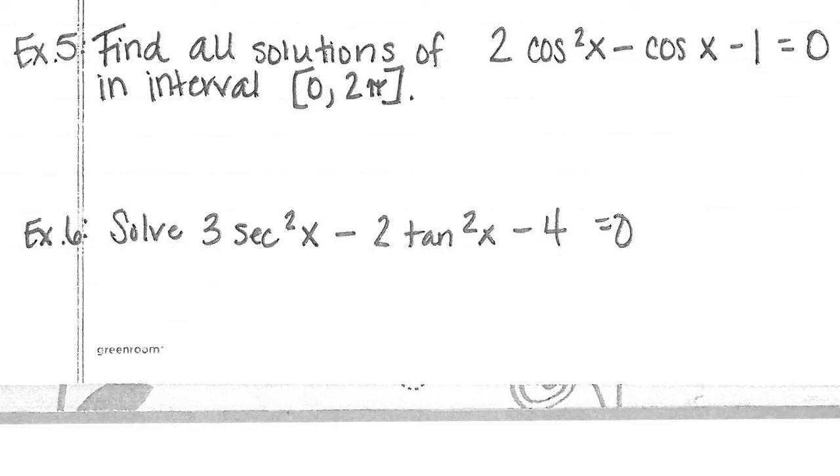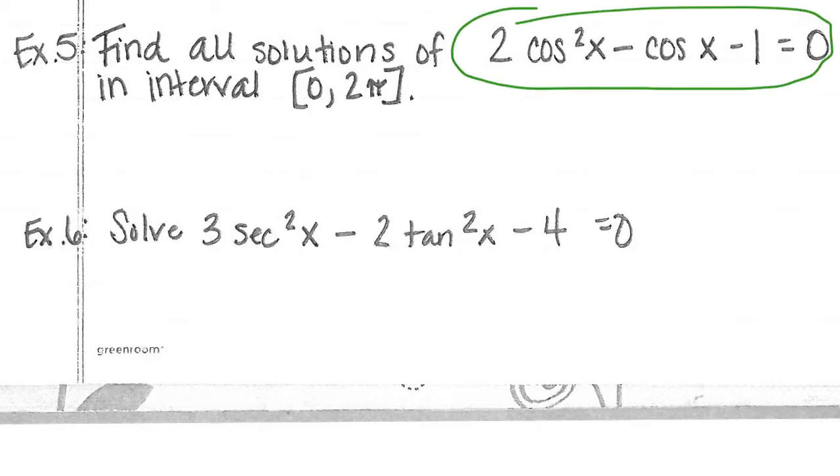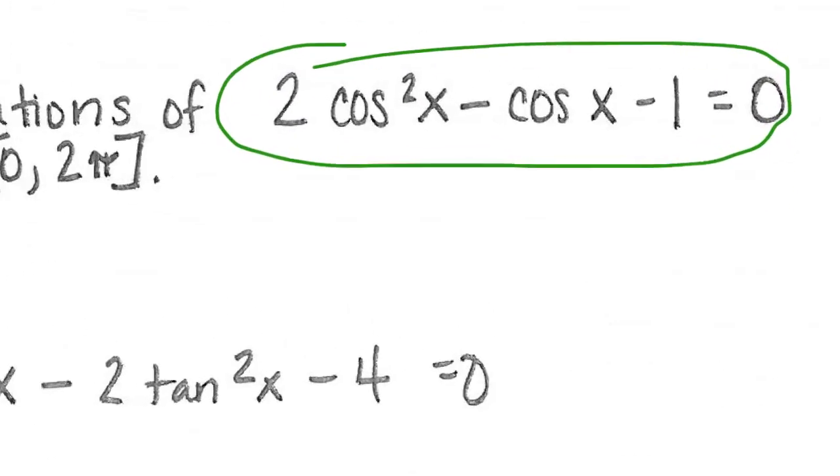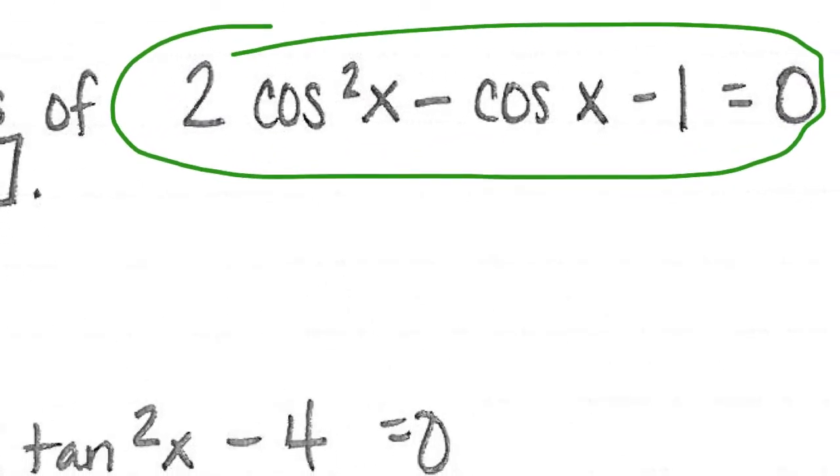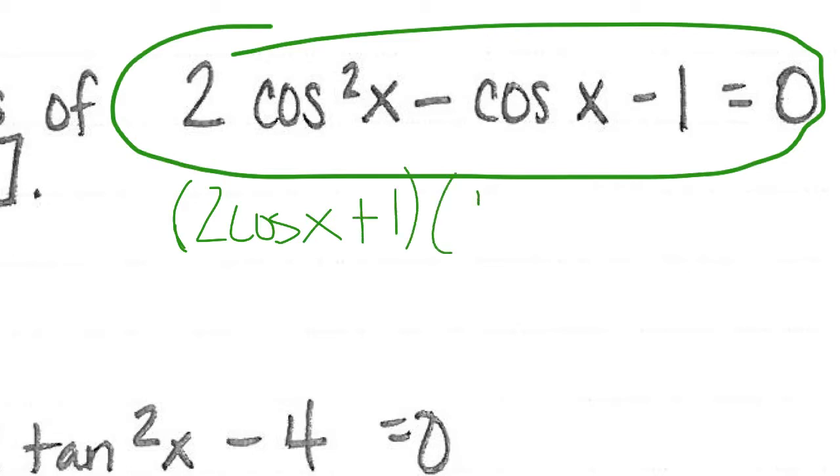Right, let's get going. We are continuing our work in lesson 5.3, and I'm working right here with 2 cosine squared x minus cosine x minus 1 equals 0. The first thing we're going to do is split this up into 2 factors. So I know I'm going to have 2 cosine x plus 1 times cosine x minus 1 is equal to 0.